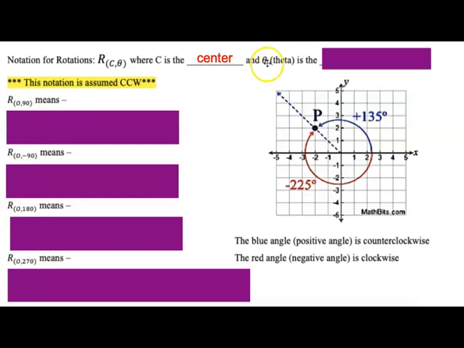Now this Greek symbol theta represents a degree, so it's going to be your degree of rotation. They always assume counterclockwise, and this is where it gets tricky because we like to assume clockwise because we look at clocks all day. And in math, they assume counterclockwise. The reason for that is to create an angle.